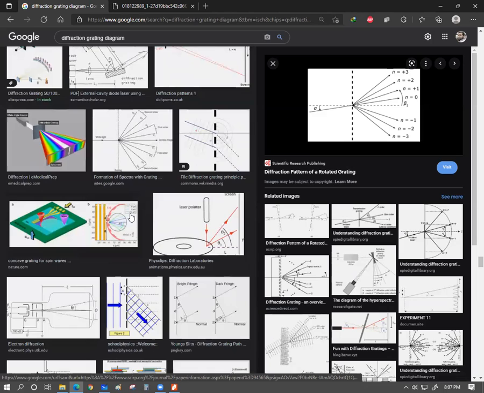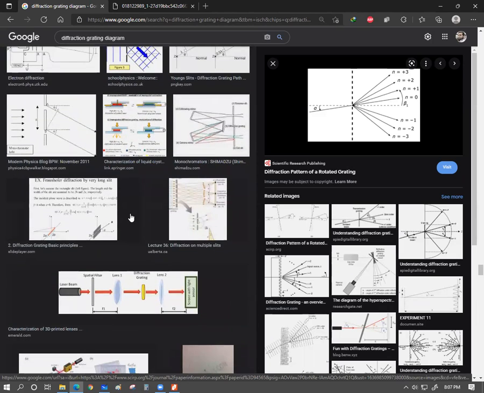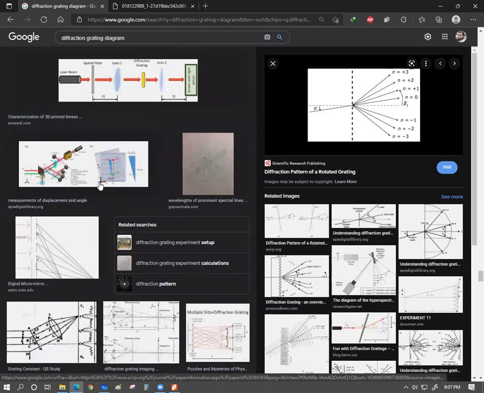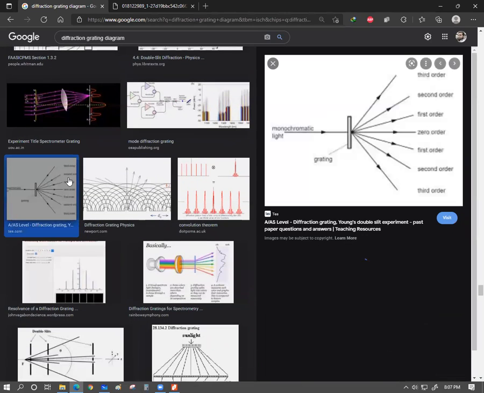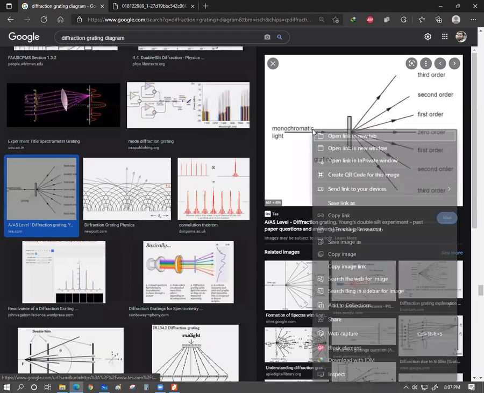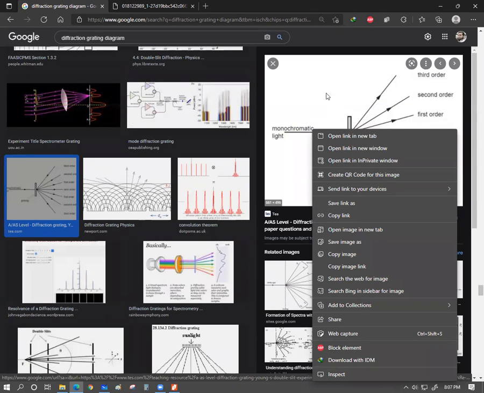I cannot find the graph that I'm looking for. I'm going to find the figure that I'm looking for. Should I go for your winner book? Oh my goodness, I don't want to go into your book. Sir, question, you got it. I was looking for this exact question. It says A and AS level diffraction grating question. Yes. Open image in new tab.